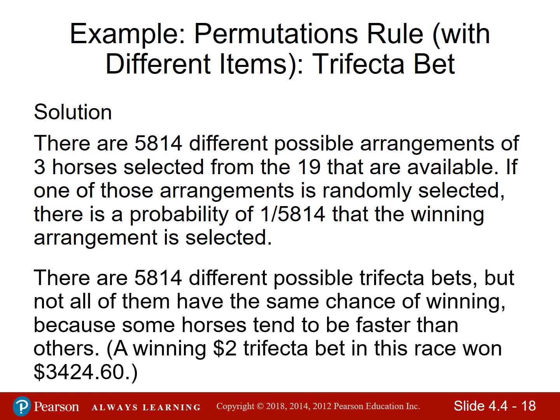All right, so a winning $2 trifecta bet in this race won 3,424.60. But that is not important here. They didn't ask you to find that, so you don't worry about that.